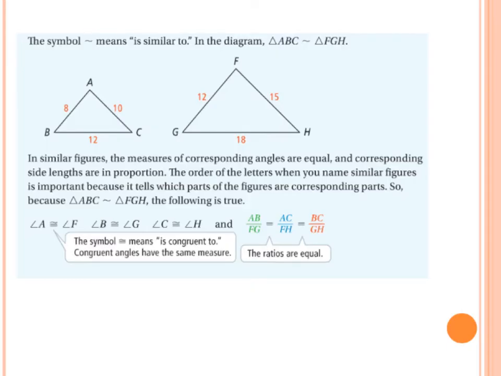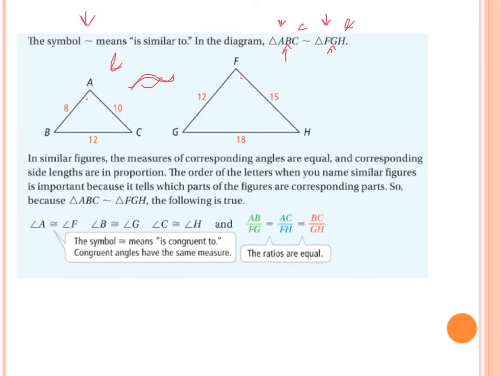Before we get into actually solving problems, we have to know what this symbol right here means. And that is "similar to." So in this picture, triangle ABC is similar to triangle FGH, meaning that angles A and F are congruent because they're both the first letter stated in the similarity statement. B and G are going to be congruent or equal, and C and H will be congruent or equal to each other.